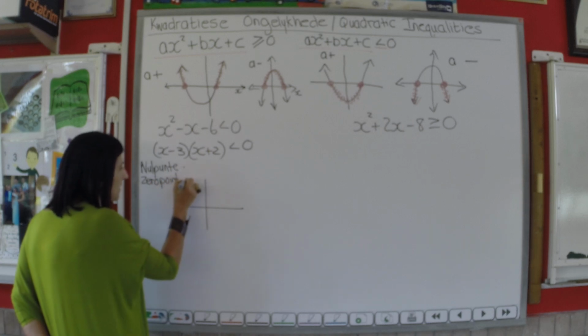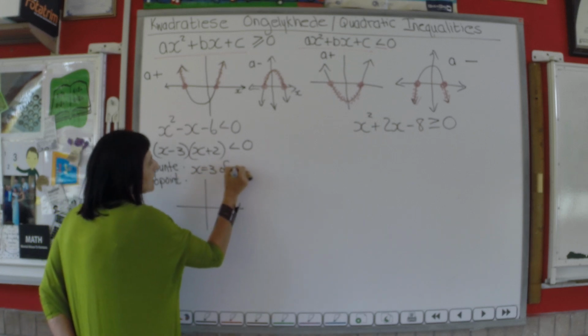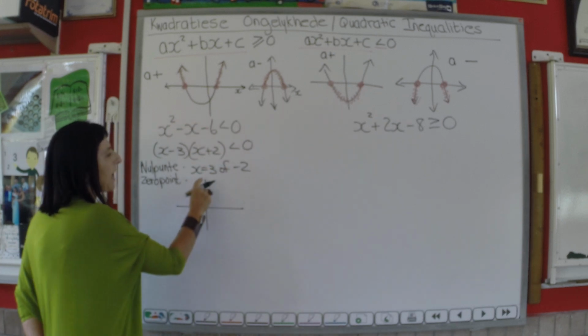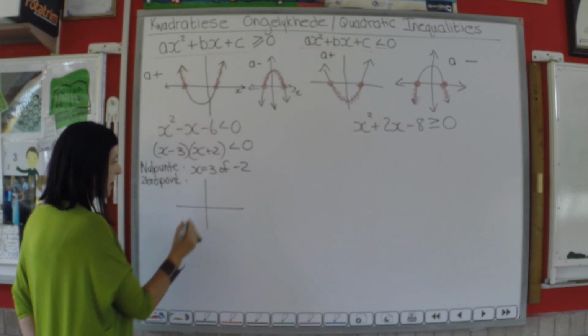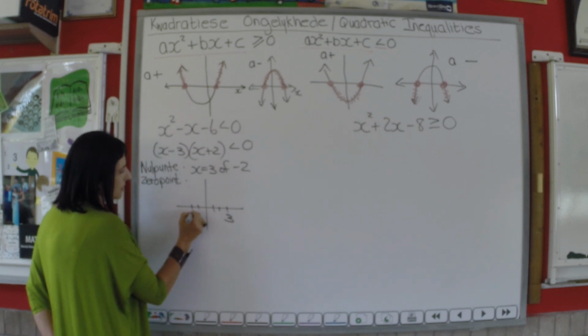En wat is jou nulpunte? Dis waar x gelyk is aan 3 of minus 2. This has nothing to do with the sum actually. It only helps you to draw the picture. So now I can see 1, 2, 3, 1, 2, minus 2.